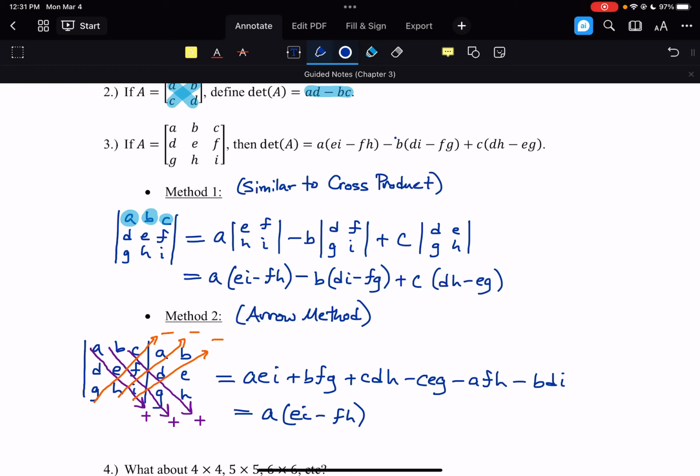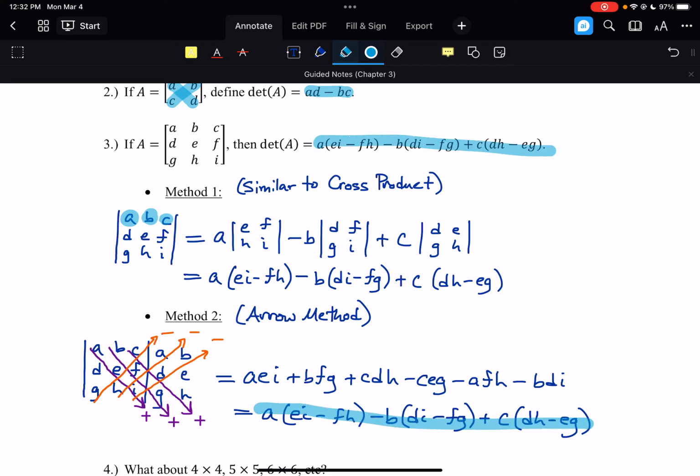So if we want to be consistent, there's a negative out here. So we could factor a negative out of both of those. So we'll take minus B. That'll become plus DI minus FG. Just if we want to be consistent with this version of the formula. But if you're just computing these as numbers, it doesn't really matter. Plus C times DH minus EG. And once again, that is that formula.